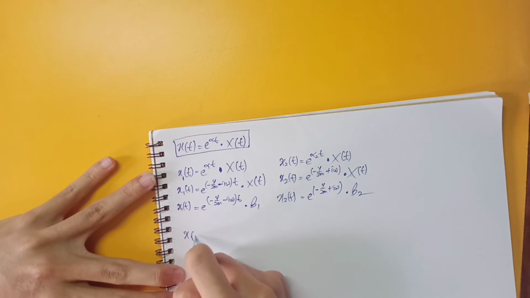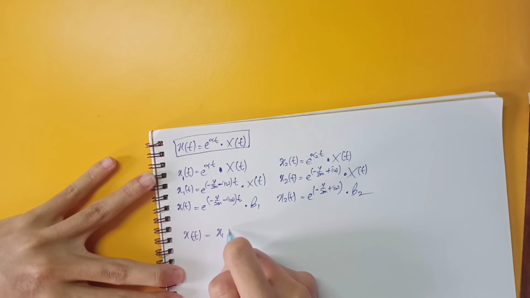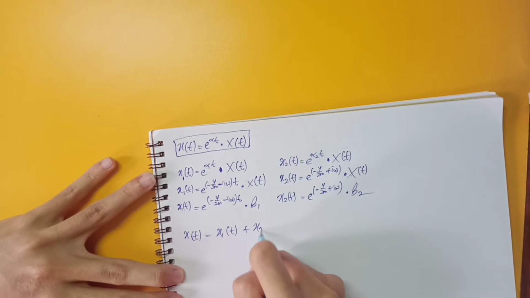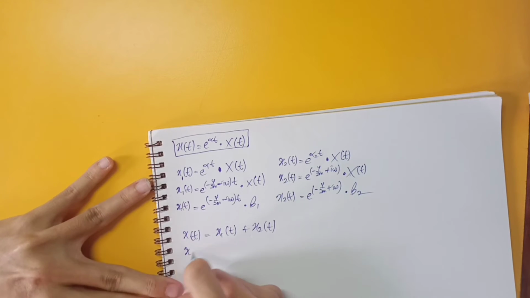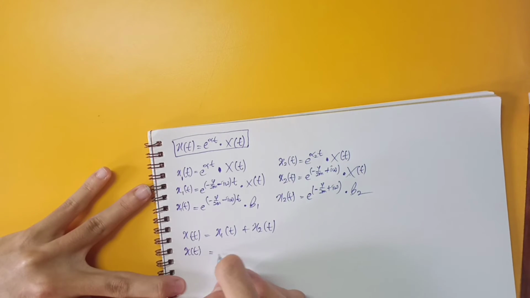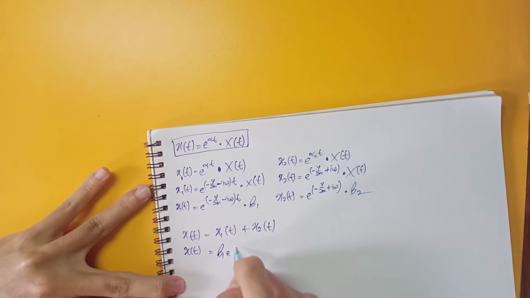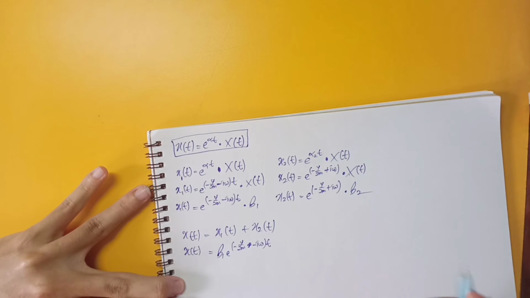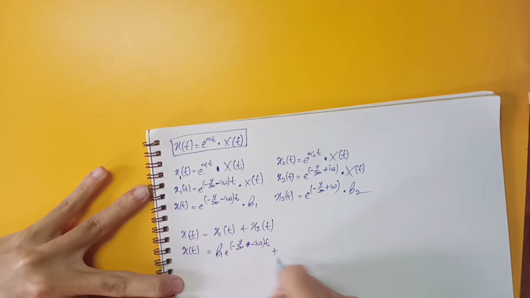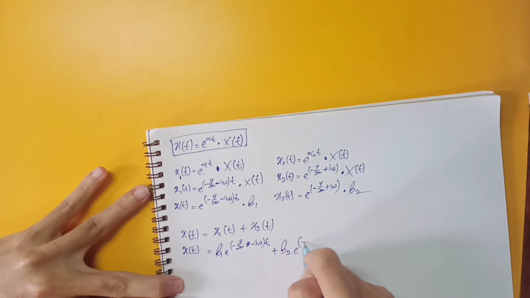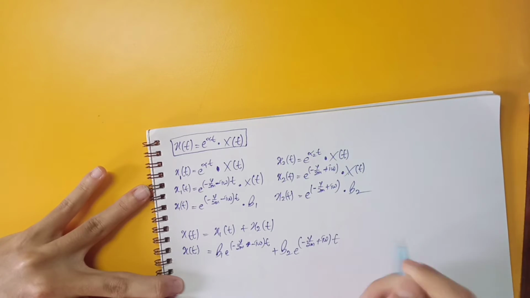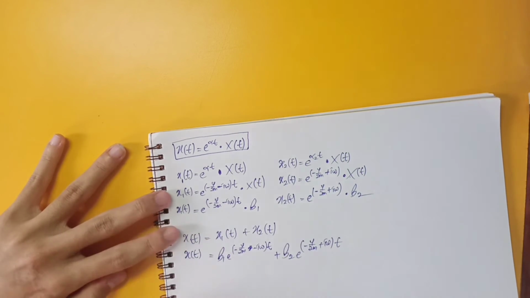So x(t) is equal to x1(t) plus x2(t), and x(t) is equal to v1 exponential power of negative gamma over 2m minus i omega t, plus v2 exponential power of negative gamma over 2m plus i omega t.